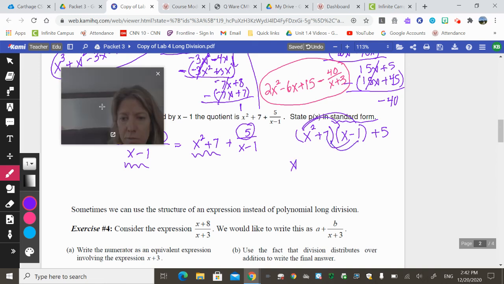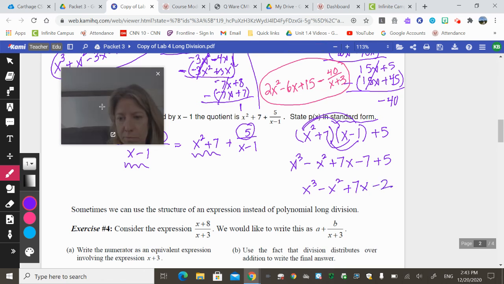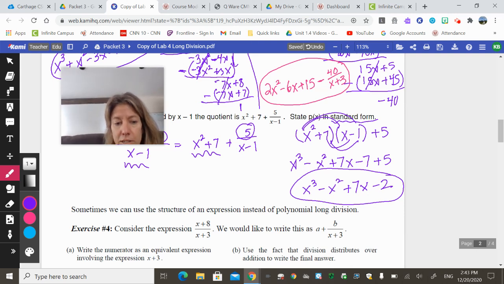So this would be x cubed minus x squared, or minus 1x squared, whichever you prefer, plus 7x minus 7 plus 5. And then we would just combine the constants at the end for a final answer. Okay, and if I were taking a Regents, I would actually take this and divide by x minus 1 and make sure that this is correct, just to guarantee that I was doing it correctly, because I can.